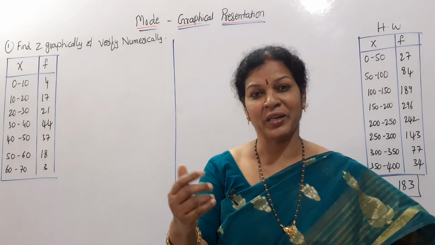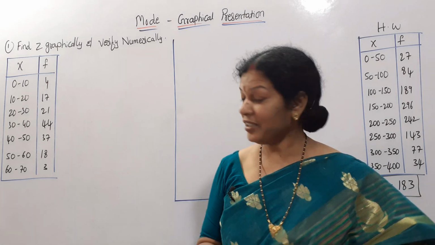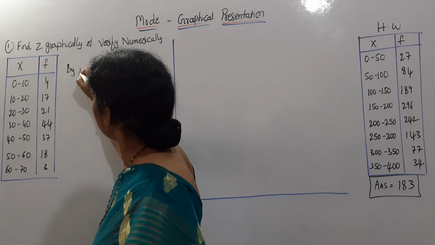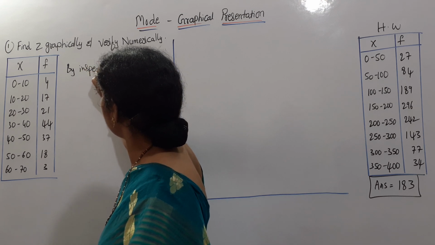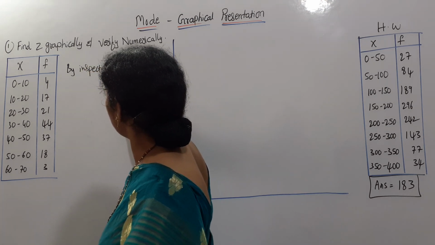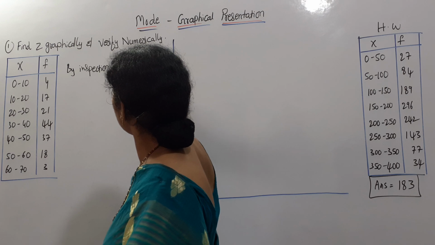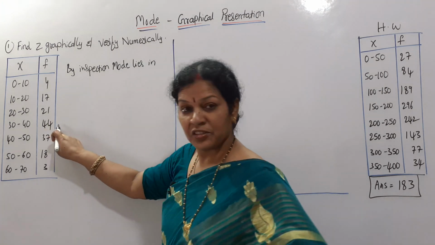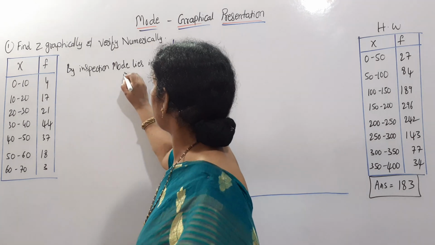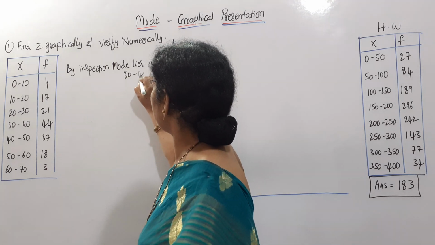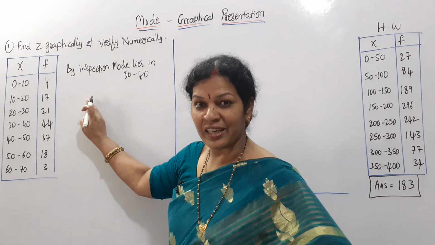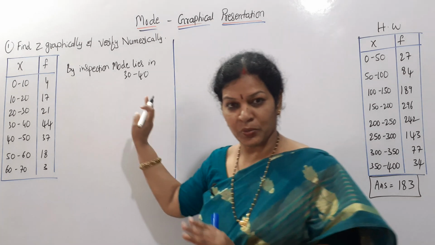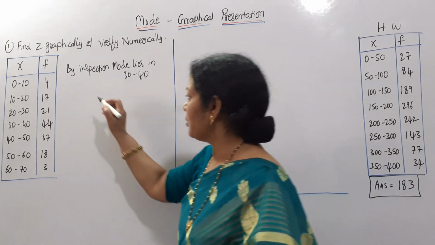You write the formula and calculate it. You know this, right? So what we'll do? By inspection, mode lies in, this is the highest number, so mode lies in 30 to 40. If you want, you can write mode lies in class interval 30 to 40 also. So just one sentence I have written. Now go for the calculation.